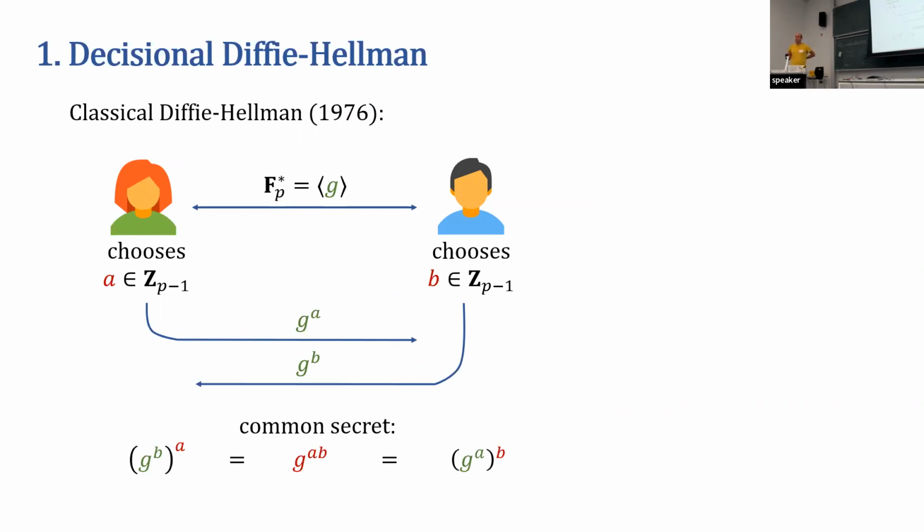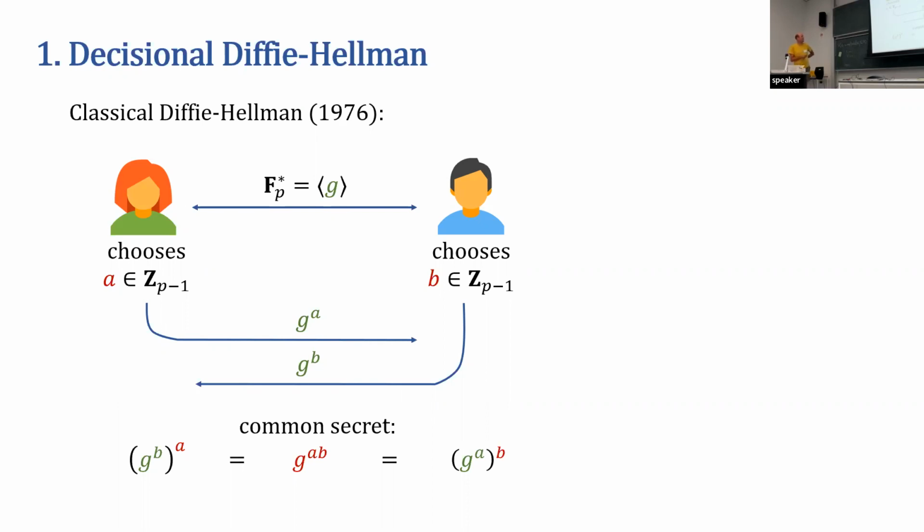Let me first recall what the decisional Diffie-Hellman problem is. So this goes back to the classical Diffie-Hellman key exchange protocol, and let me formulate it in the way that Diffie and Hellman did in 1976. So Alice and Bob, they agree on some prime P, and they work in the multiplicative group of the corresponding finite field. They fix a generator G, and Alice chooses a secret exponent A. My apologies, this is computer science notation, but this is the integers modulo P minus 1.